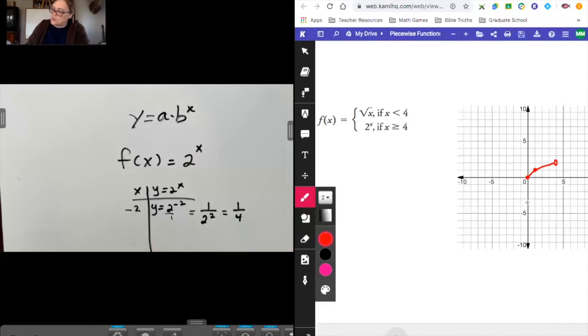1/4. 2 squared is 4. So 1/4. When x is negative 2, we have that y is 1/4. Negative 2 and 1/4. When x is negative 1, y equals 2 to the negative 1. Put it in the denominator and you get 2 to the positive 1, which equals 1/2. When x is negative 1, y is 1/2.